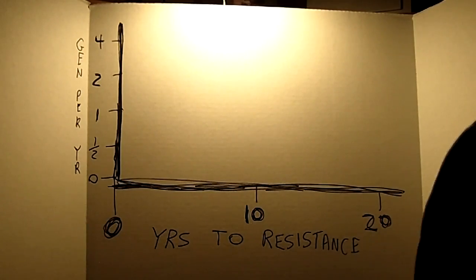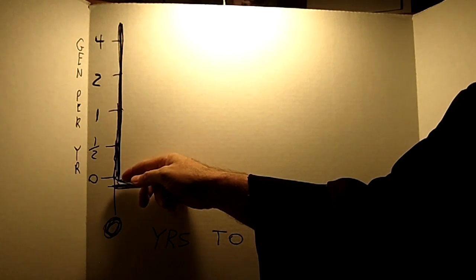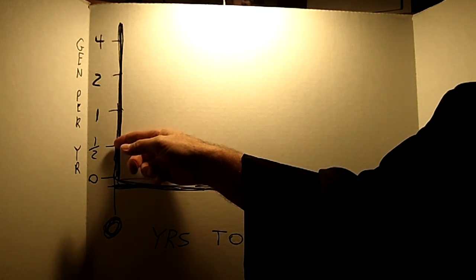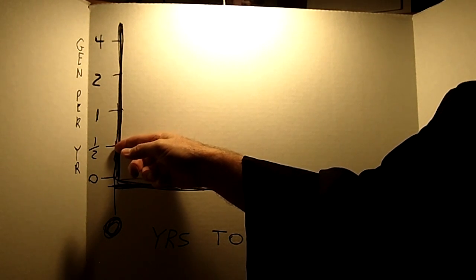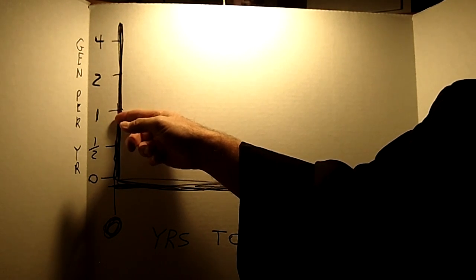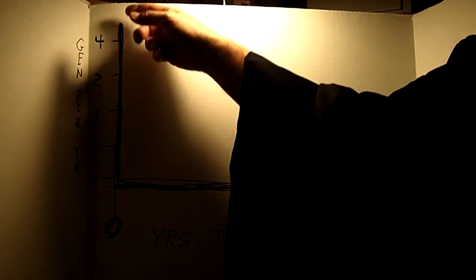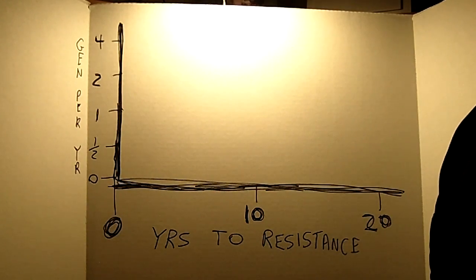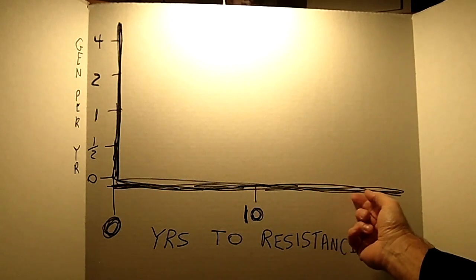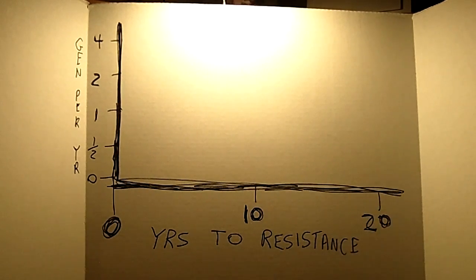Now what we've got here is a graph. On this axis, it's the number of generations per year that the insect has, such as 1/2 a generation. In other words, it takes two years for the insect to complete its development. 1 generation per year, which is typical for most of our white grubs and for mole crickets and many other creatures. And then 2, 4, and it could go on up to 6, 8, 10, which would be things like armyworms and cutworms. Across the bottom axis, we have number of years to develop resistance, from 0, 10 to 20.